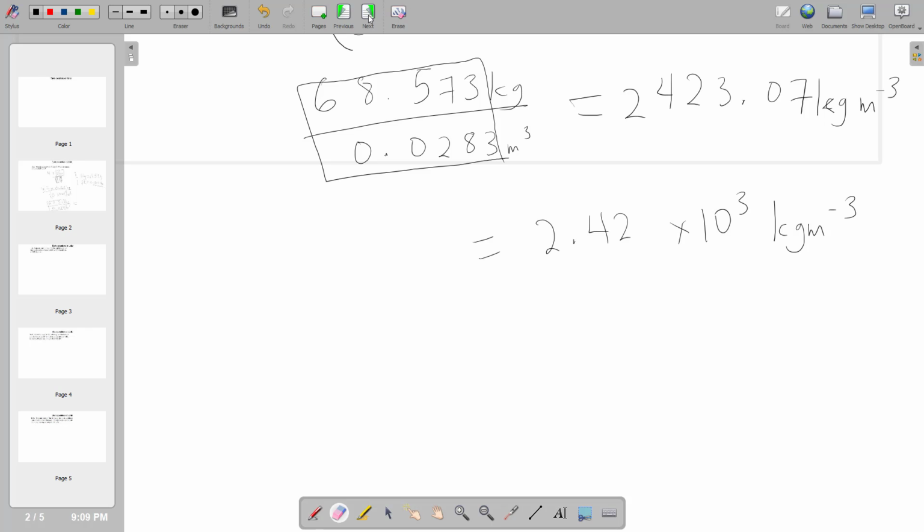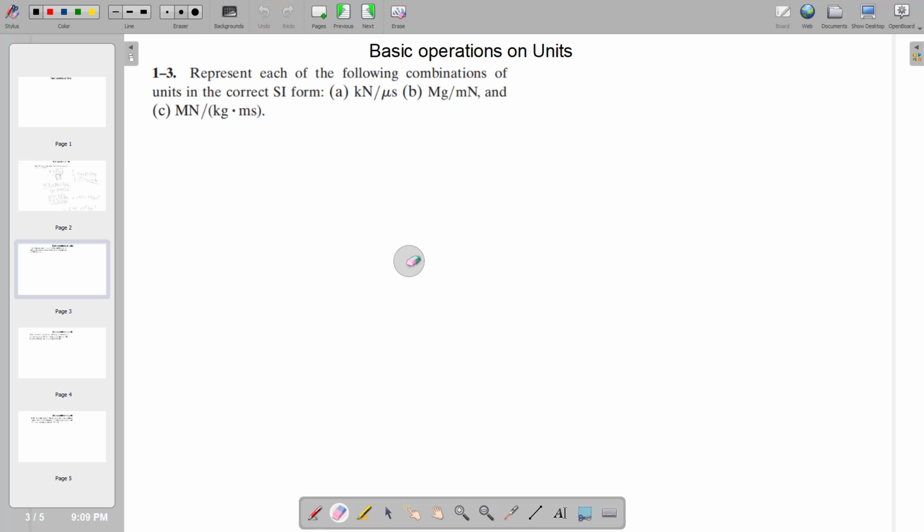Now to the next question. We are to represent each of the following combinations of units in the correct SI form. Okay, so we have kilonewton per microsecond. Correct SI form requires that we do not have a prefix in the denominator. As you realize, we have the prefix micro, which stands for 10 to the power negative 6 in the denominator, which is inappropriate. So we'll have to move that into the numerator.